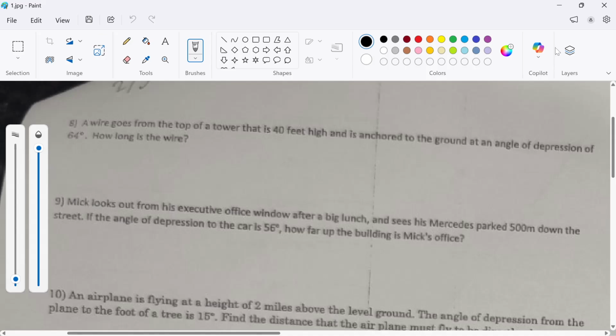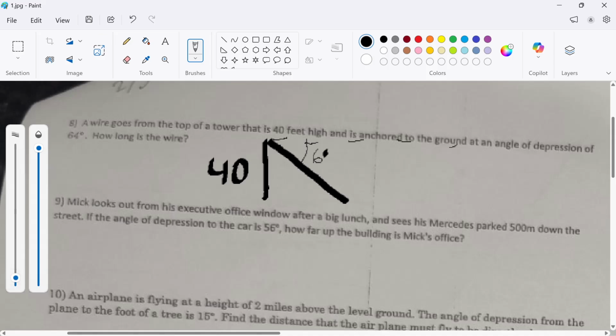All right, a wire goes from the top of a tower that is 40 feet high. So I'm going to always, step one, draw the situation so you can see what's going on. Top of a tower, here's a 40-foot high tower, and the wire is anchored to the ground. It says angle of depression. Angle of elevation and angle of depression are always from horizontal. So here's the horizontal, and here's the angle of depression, which is 64.